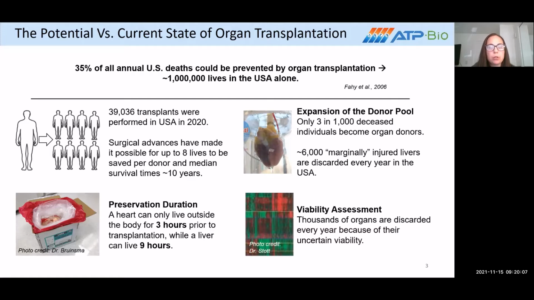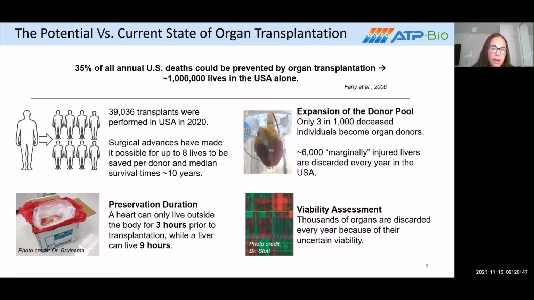However, if you look at what's currently occurring, we only have about 40,000 transplants that were performed in the US in 2020. This is despite amazing and impressive surgical advances that have enabled organ transplants to be routine life-saving procedures with really impressive median survival times. This is actually a problem that's contrary to many other illnesses. For patients with end-stage organ failure, there's a life-saving technology out there, but it's often inaccessible. So this is an inaccessible cure.